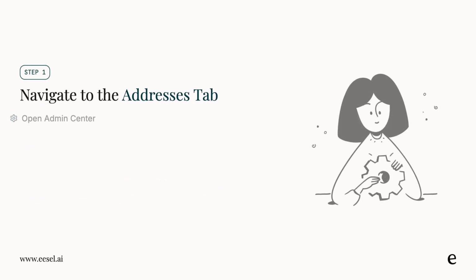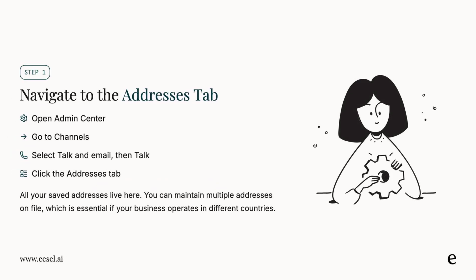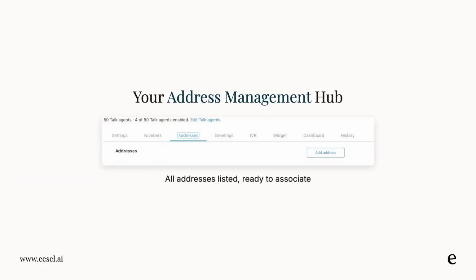Head to Admin Center, then open Channels, select Talk and Email, click Talk, and finally hit the Addresses tab. This is your central hub for managing all your business addresses. You can store multiple addresses here, one for each country or office location. Here's what the Addresses tab looks like in your Zendesk dashboard.